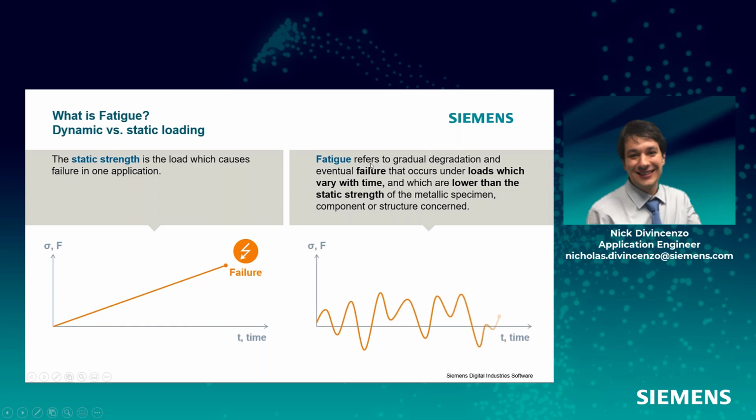Fatigue refers to the gradual degradation and eventual failure that occurs under loads which vary with time. In the static strength case, we're just applying a single point load. For fatigue, we're applying a dynamic load, one that varies with time. And the load which causes failure is lower than the static strength of the metallic specimen. Without perhaps a trained eye, we might say, oh, our loading on our part is below the static strength of the material, that means that we won't experience failure on the part.